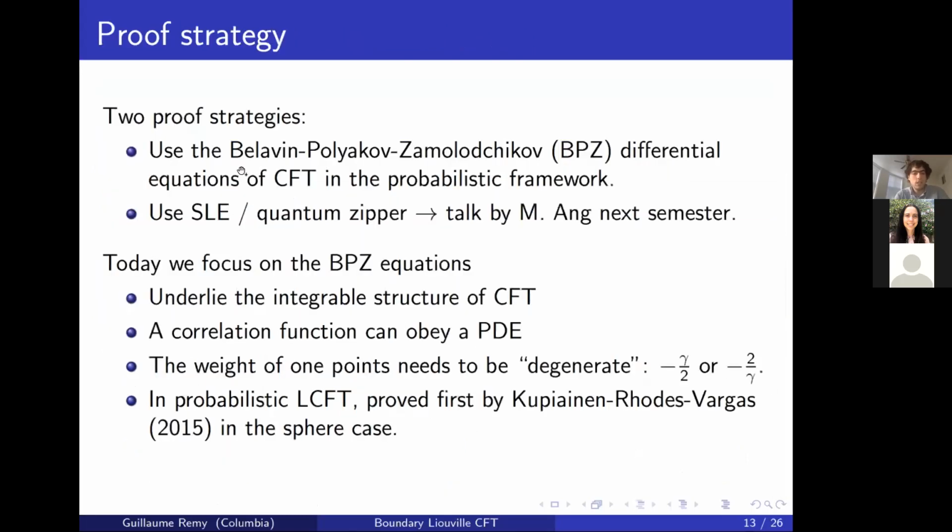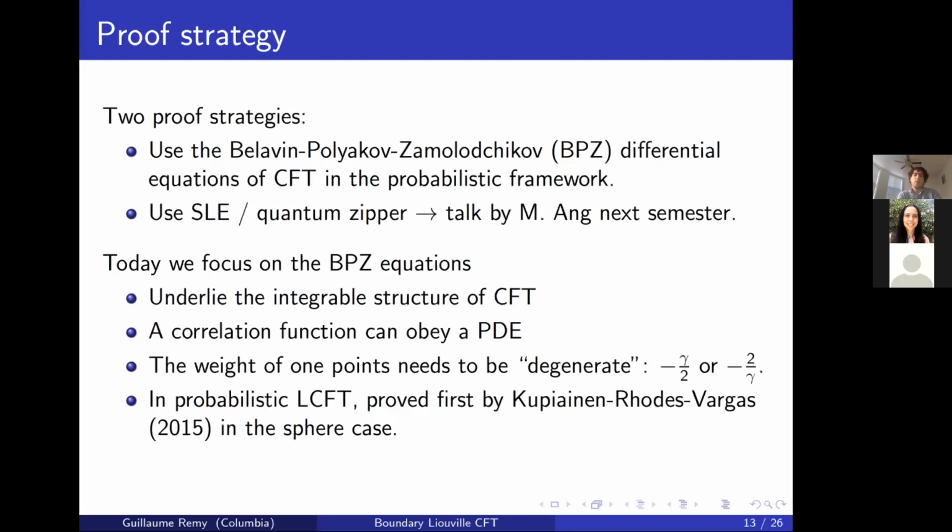So as I said, today I'm going to be talking about the proof strategy of using the Belavin-Polyakov-Zamolodchikov differential equations of CFT in a probabilistic framework. This was first done, this is how Kupiainen, Rhodes, and Vargas proved the DOZZ formula that I had explained at the beginning of the talk. And I'm going to explain to you how you implement this to get these exact formulas that I've been showing you as results. And then in a talk by Morris next semester, he'll explain this program of understanding the integrability through SLE.